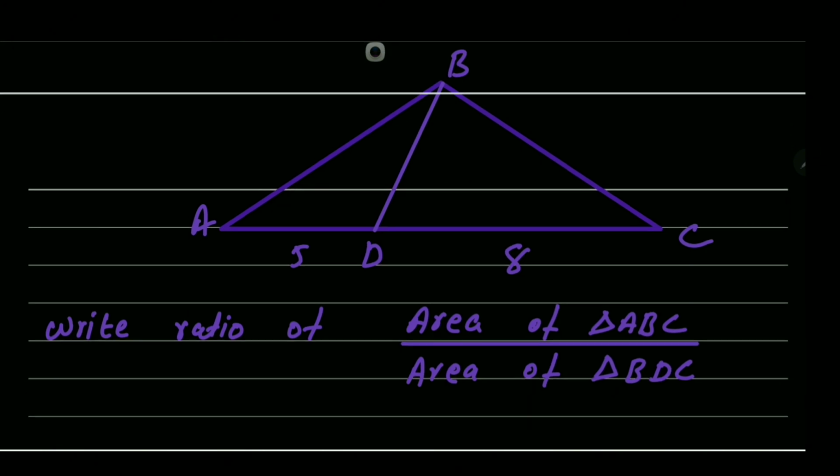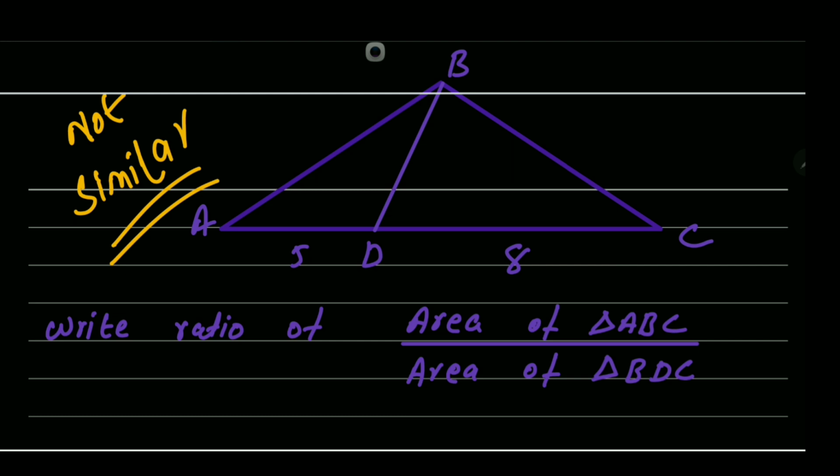So first of all, it is not given in the question whether the triangles are similar or not. We have to decide that, because according to that we have to use the formula. We can see here that they have different shapes. You can see triangle ABC and the shape of triangle BDC. They have different shapes. The first thing of similar triangles is that they will have the same shape. So it means that these triangles are not similar.